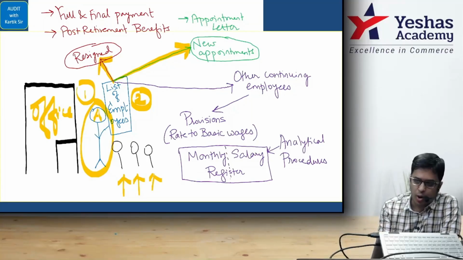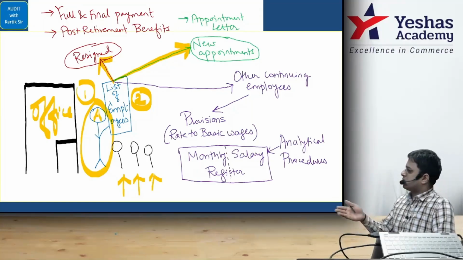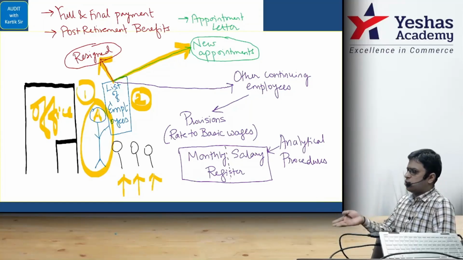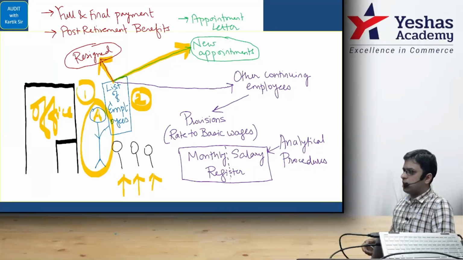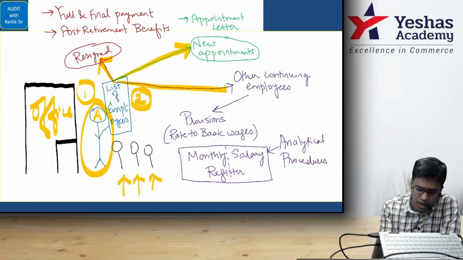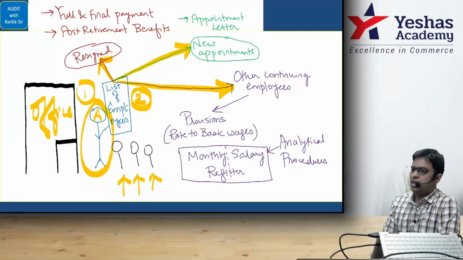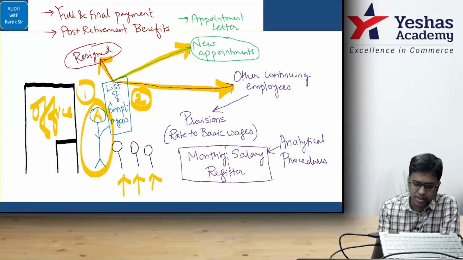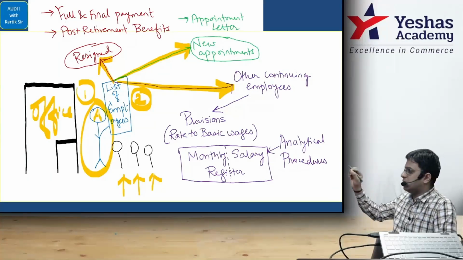We should get the list of new appointments. Let's say on 11th of June, some new employee joined. On 16th of June, a new employee joined. On 24th of June, a new employee joined. So that new employees list we'll have here. And of course, the employees who are continuing. Continuing means who are working, continuing in the company, so June month entirely they have worked. So that is other continuing employees. We'll have a list that should contain these 3 areas.